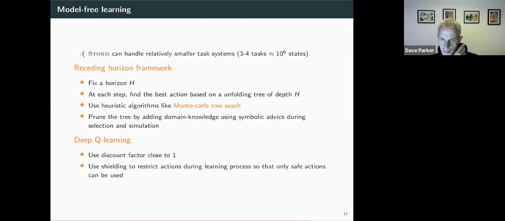We use an implementation of deep Q learning available in the OpenAI repository, which uses a neural network to learn the Q values. We use shielding, a technique that restricts actions in the learning process so that only those actions that are safe for the hard task can be used.